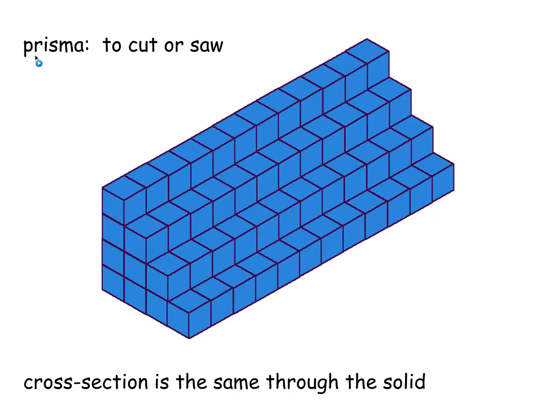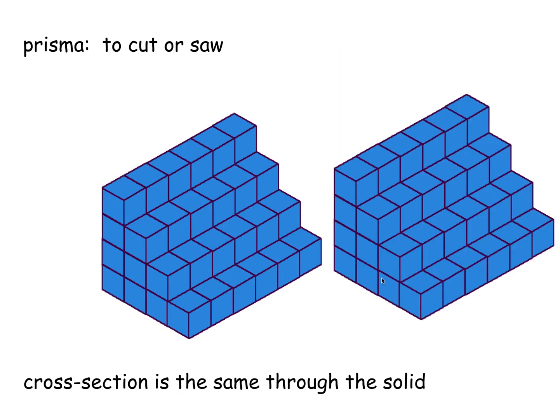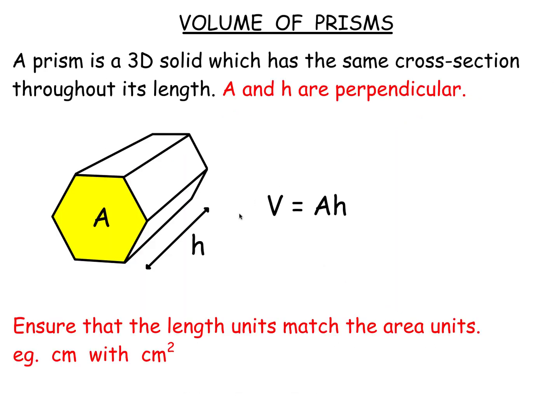The word comes from the Greek word prisma, to cut or saw. So if you sliced it, here it's been sliced, you would get this same cross section all the way through the solid. So the volume was the area of that end face multiplied by how deep the prism was. You can call that its length or its depth, or could just use height here, h for height, but it doesn't mean vertically, it just means in terms of depth. So area times height gave the volume.